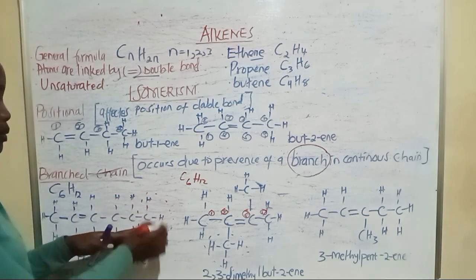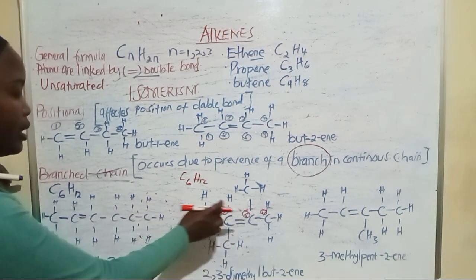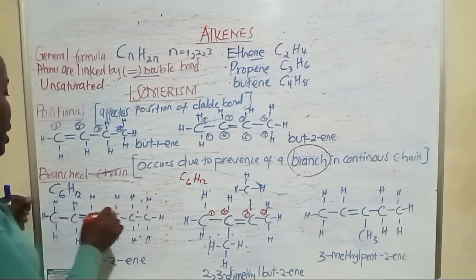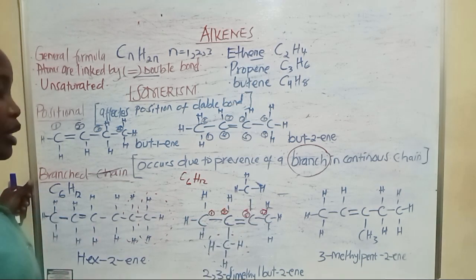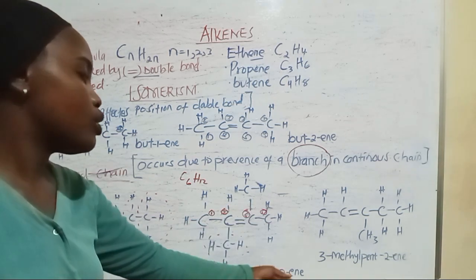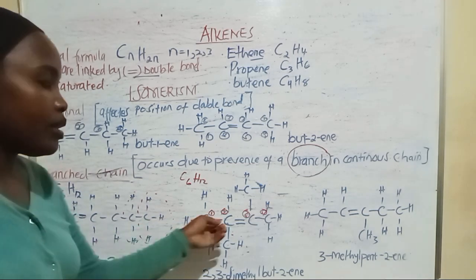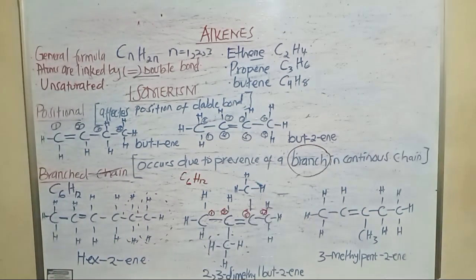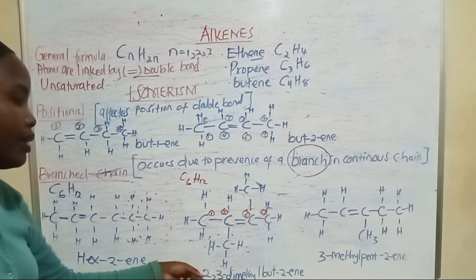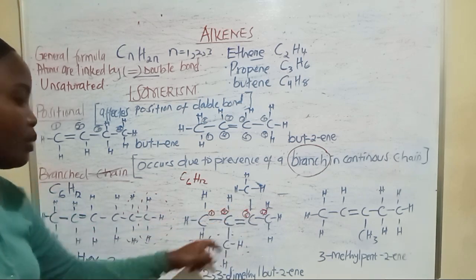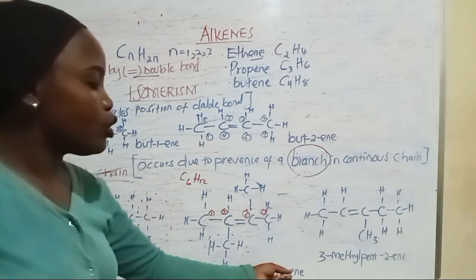So if we take this methyl group and put it in the second carbon atom, and also take another methyl group and put it in another carbon atom, we're going to form 2,3-dimethylbut-2-ene. So how did we identify it? First, we identified the longest carbon chain. After we identified the longest carbon chain, we followed all the rules. We followed the rules of naming our alkenes. So the first methyl group is in the second carbon atom, and the other methyl group is in the third carbon atom. So it's going to be 2,3-dimethylbut-2-ene.